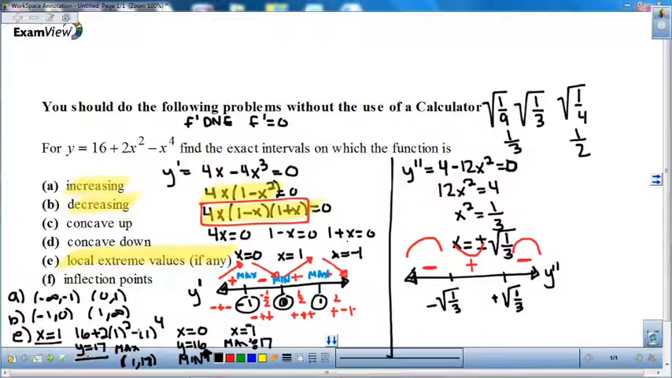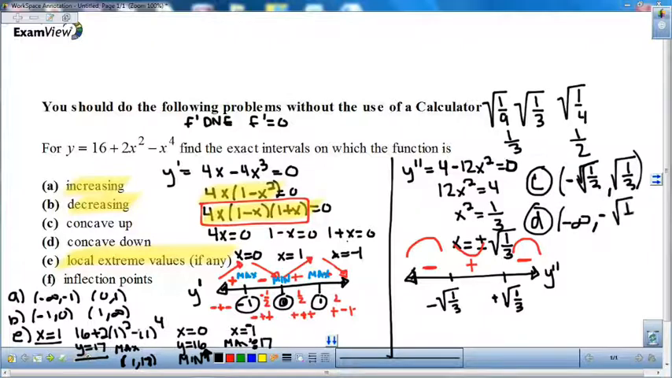So part C asks, where is it concave up? It's concave up between negative square root of 1/3 and square root of 1/3. Where is it concave down? From negative infinity to negative square root of 1/3, and from square root of 1/3 to infinity.